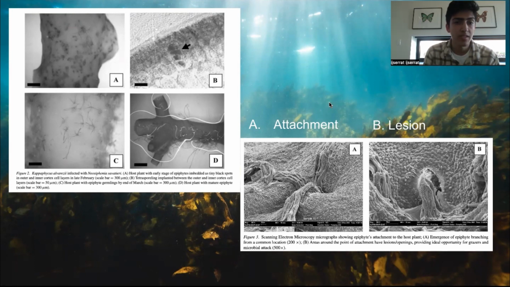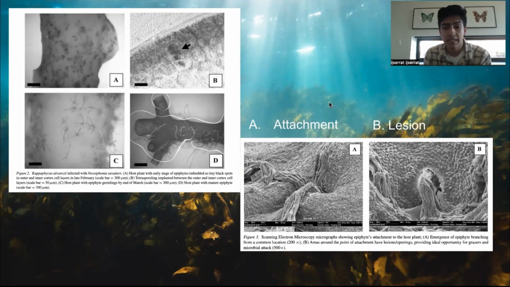Now we have imagery of the epiphytes on the thallus and some micrographs as well. In figure 2, image A, we have what the epiphytes look like when they first attach to the host. They look like just little black spores on the surface. In image B, we can see a tetrasporangium between the inner and outer cortex of the host cells. In C, we see what they look like as germlings penetrating through the epidermis of the host thallus. And finally in D, we can see what they look like as adults on the thallus.